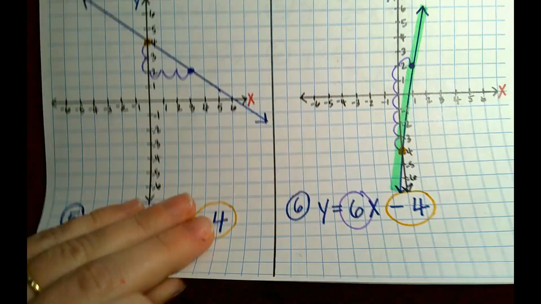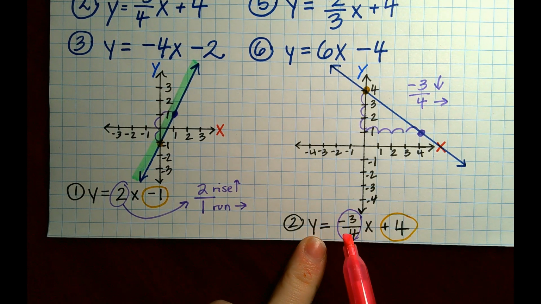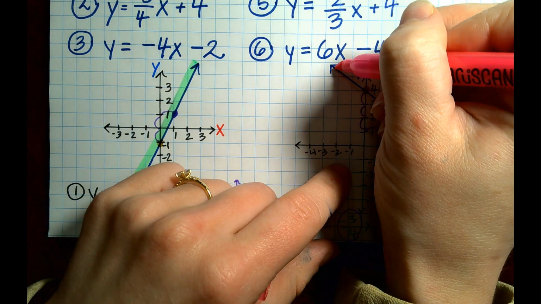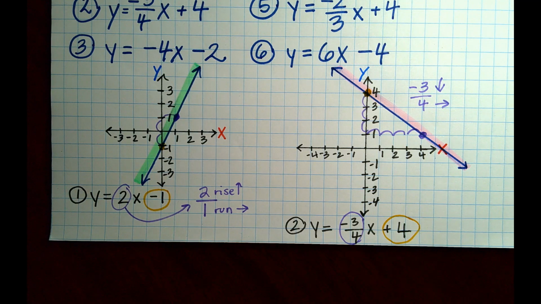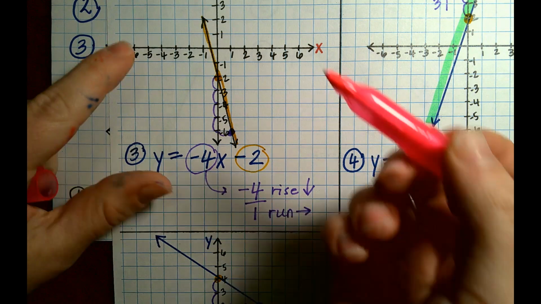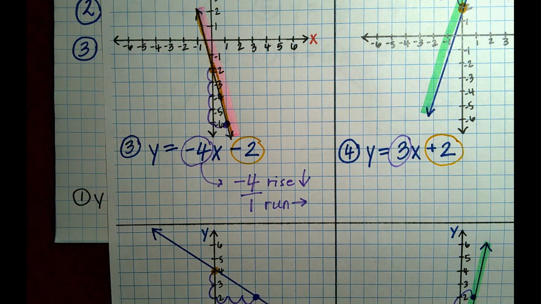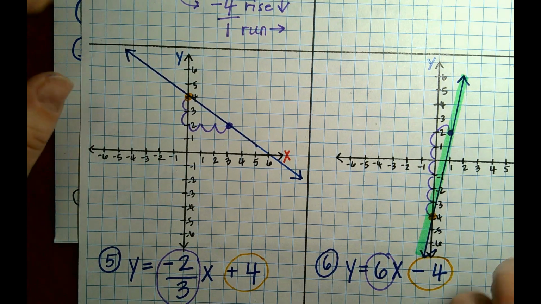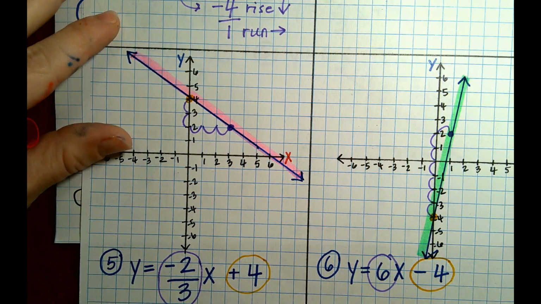Exactly. So let's look at all the other ones, like number 2. We have negative 3 over 4. Because it's a negative slope, notice how instead of going up, that line will be going down from left to right. Number 3 has a negative slope. It is also going down from left to right. And 5, yes, that is also a negative slope. So from left to right, we go down.